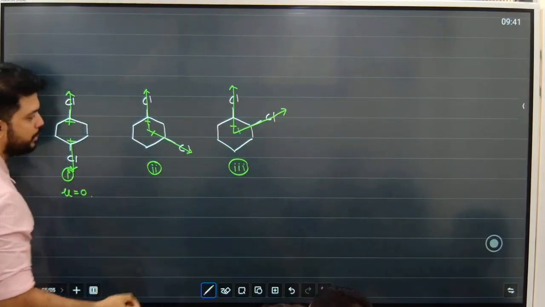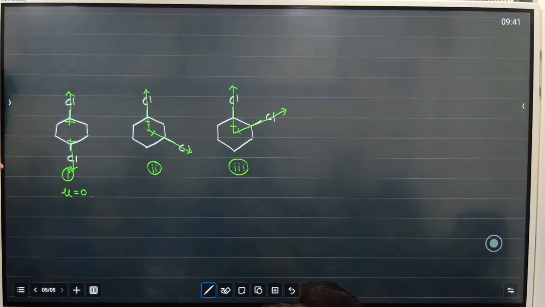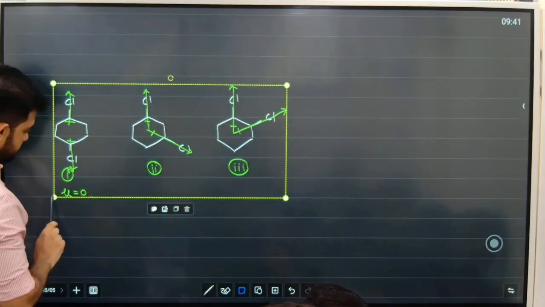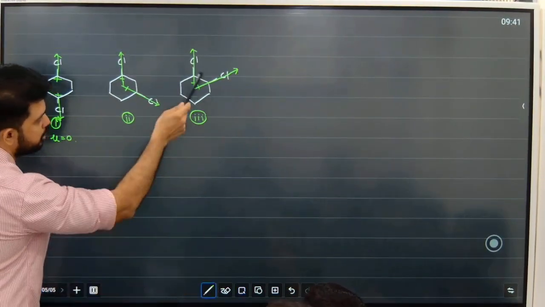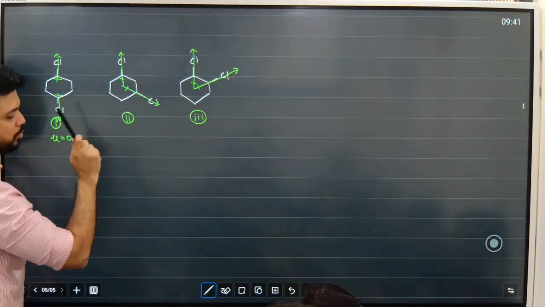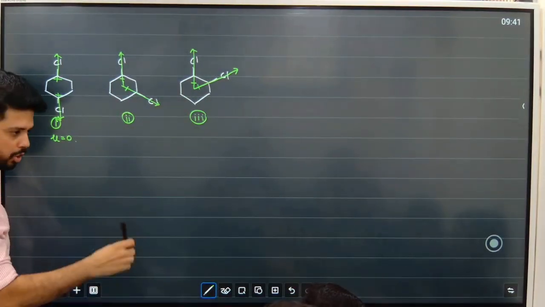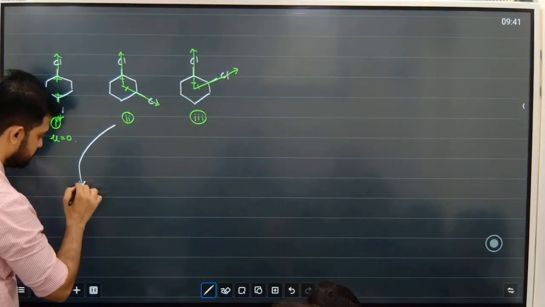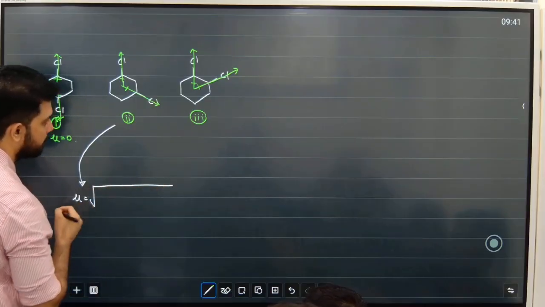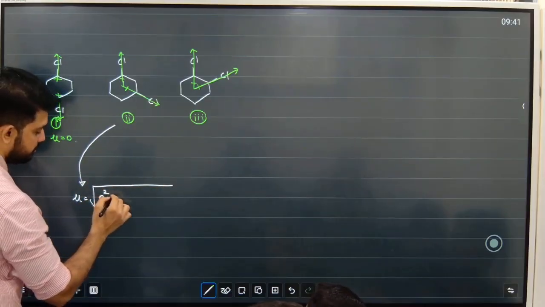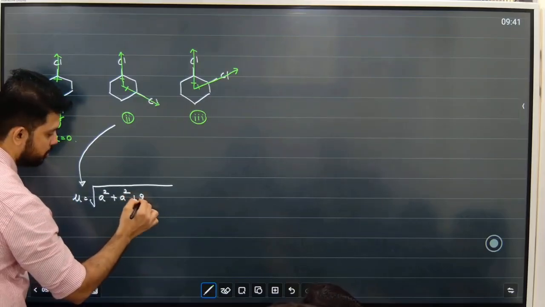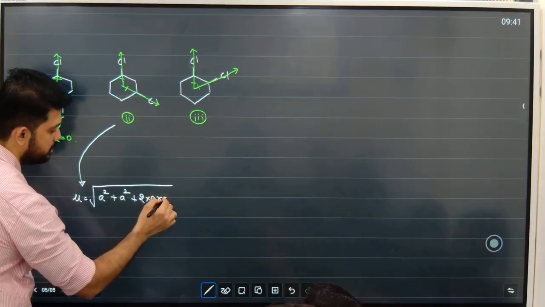Now how do I decide between 2 and 3? Who has more dipole? One way to really understand is, see, both the arrows here are closer to each other and pointing in the same direction. Obviously 3's dipole will be more than 2. And a second way to understand this is the net dipole formula we used, root of a square plus b square plus 2ab cos theta. What is the angle between the two?